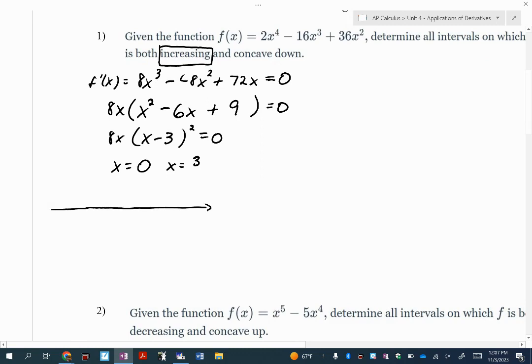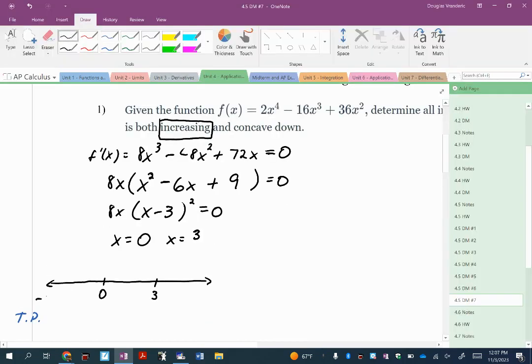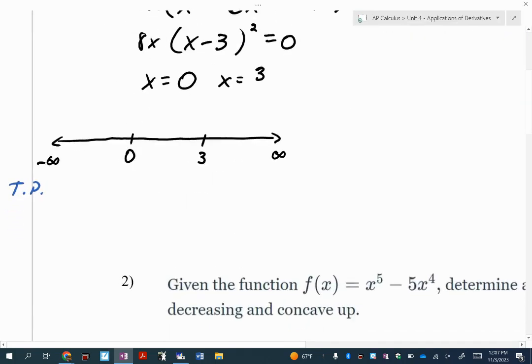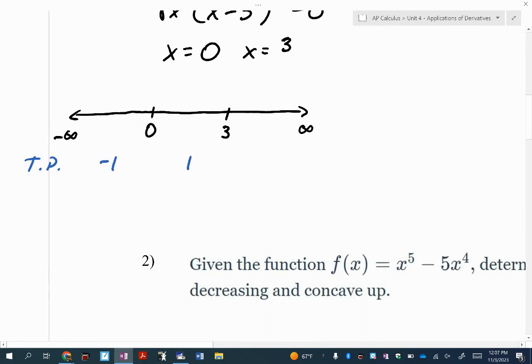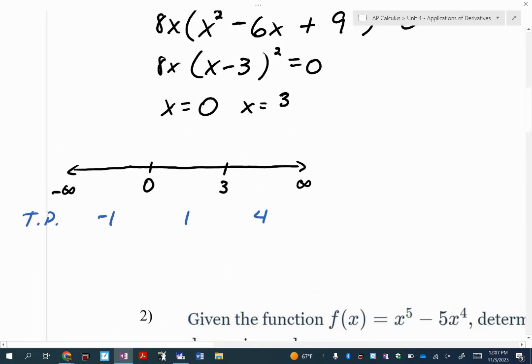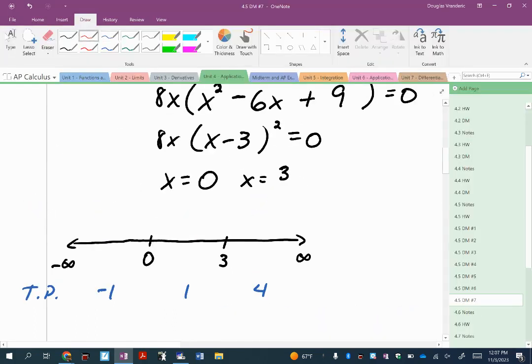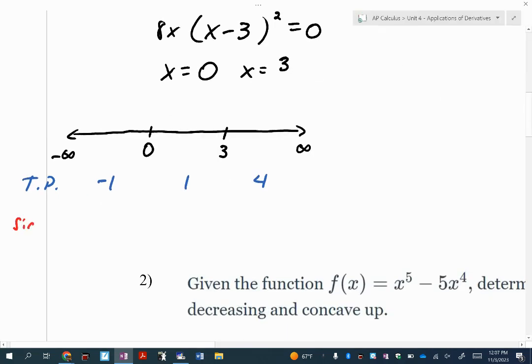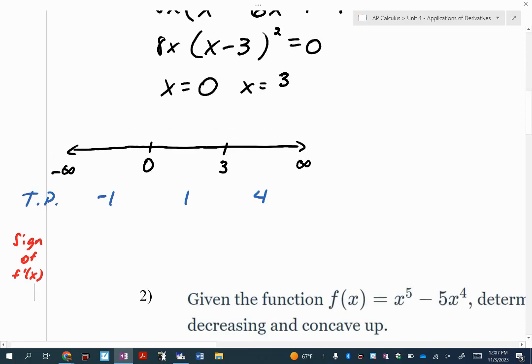Okay, ready? Make the number line. Test points. Okay, what test points am I going to use? Negative 1, 1, and 4. Nice. Okay, remember, I care about the sign of the first derivative. The sign of the first derivative. So here we go. Ready?